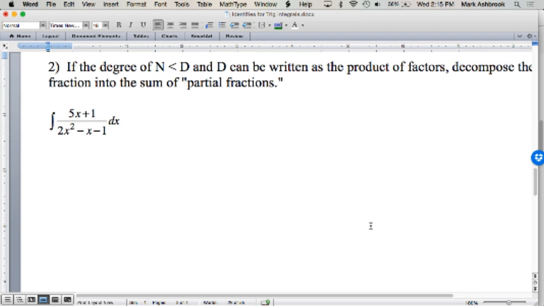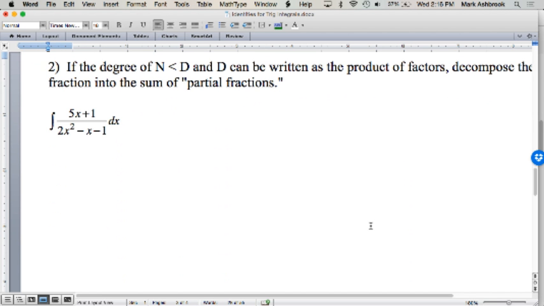So if the degree of the numerator is less than the degree of the denominator, and the denominator can be written as the product of factors. So both of these conditions have to hold. If you can't factor the denominator, you can't do partial fractions, this thing we're about to do. Okay? So these are the two conditions.